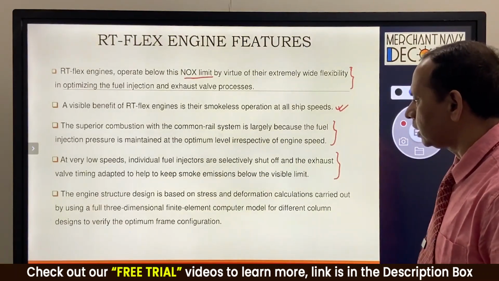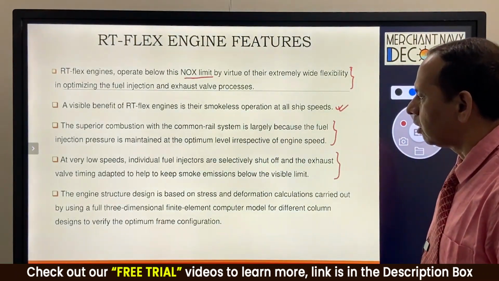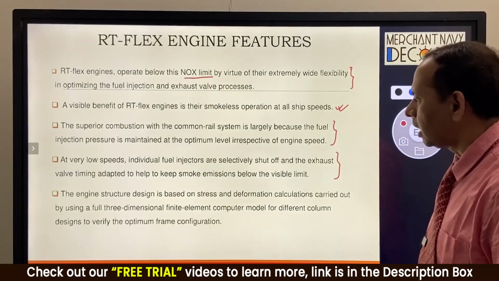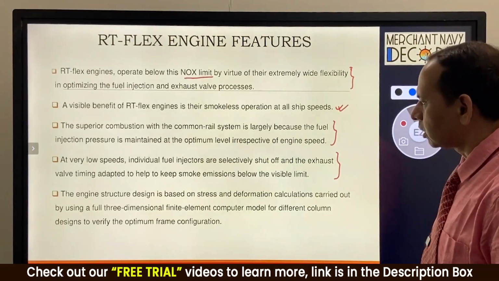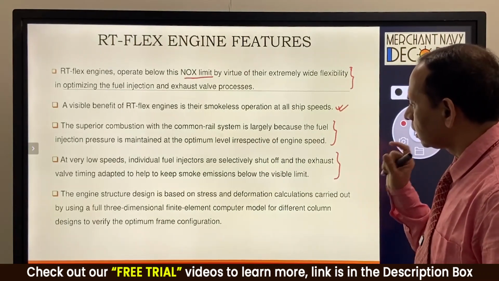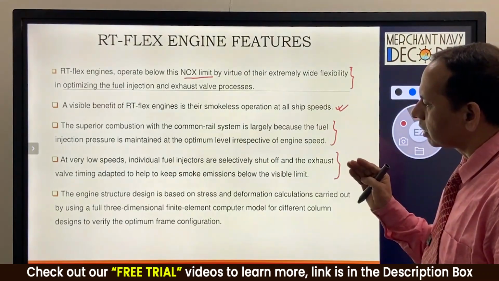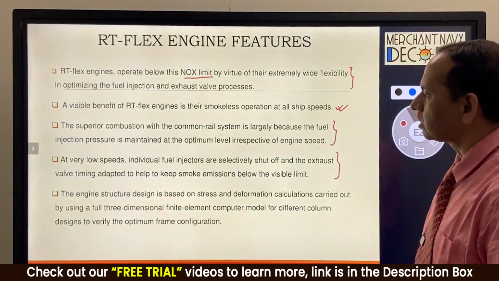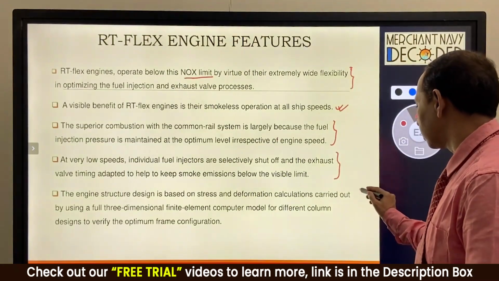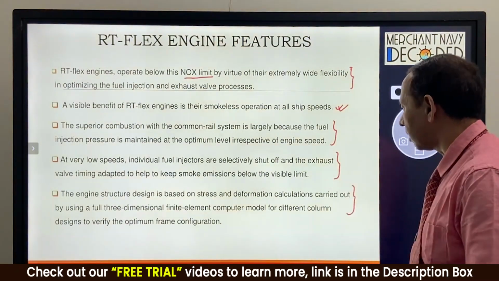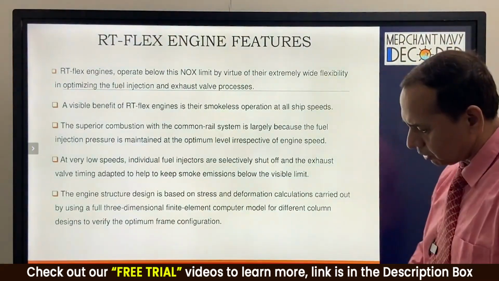The engine structure design is based on stress and deformation calculation carried out by using a three-dimensional finite element analysis model, so that the stressed parts are made much stronger, and wherever the stress is not so much, those parts can be made lighter. And this is the reason the MNDFLIX engine has a superior power to weight ratio as compared to the previous model.